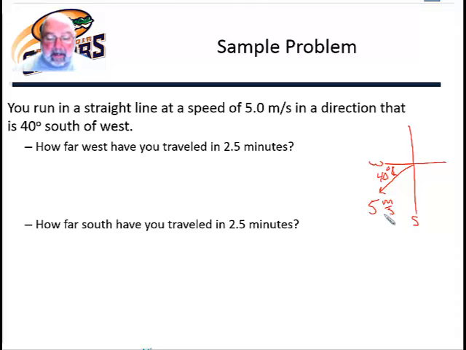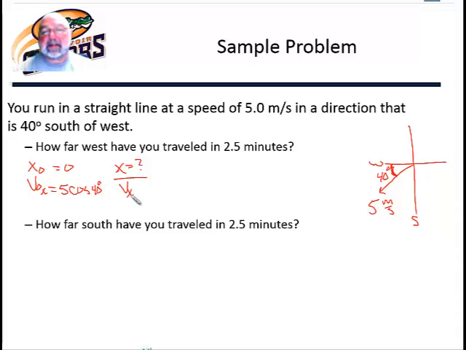Now, this is a kinematics question. For west, I'm going to work in the x direction. So x0 is equal to 0. x is what we're looking for. For v0 in the x direction, I need to come up with the x component of the velocity. The west is adjacent to this 40-degree angle, and adjacent goes with cosine. So that would be 5, which is the magnitude of the velocity, times cosine of the angle, 40 degrees.